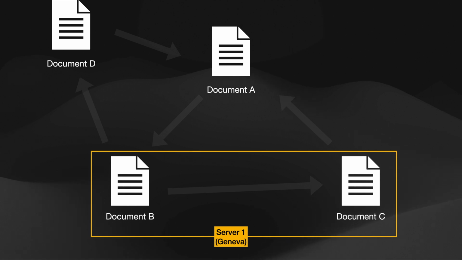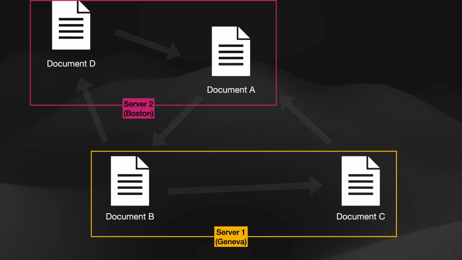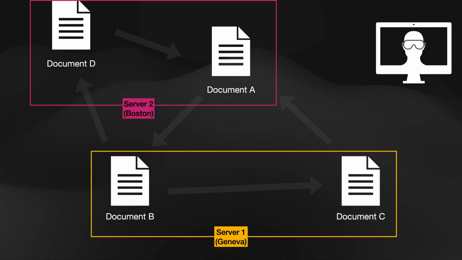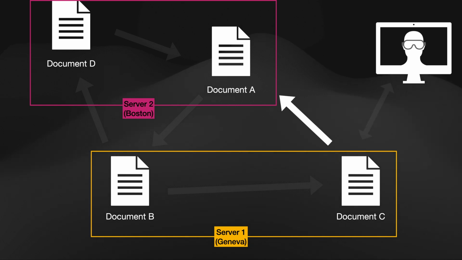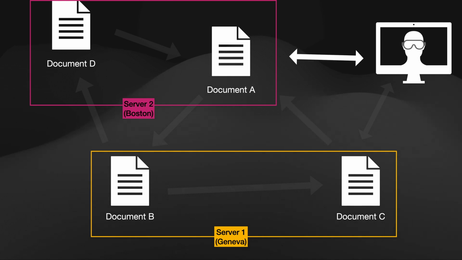Let's say document B and C are on server 1 in Geneva. Document A and D, however, are on server 2 in Boston. If a visitor wanted to access any of these documents, let's say document C for instance, his or her computer would have to connect to the corresponding server 1 in Geneva and show that document. Now the visitor might click on a link to document A. That computer has to switch its connection immediately to server 2 in Boston in order to retrieve the new document.